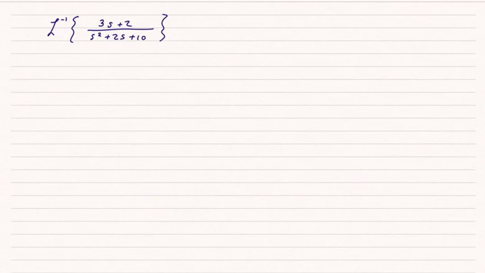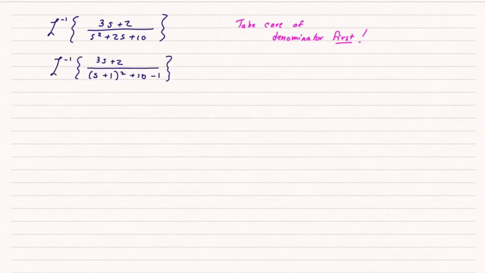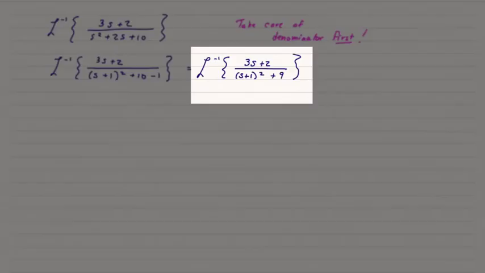I want to go over what I think is the worst case inverse Laplace transform to take care of. When you have something like this, the first thing you always need to do is take care of the denominator first. And when I have something like this, it means I'm going to have to complete the square. So let's go ahead and do that. This is my first step to completing the square, and then finally I get this.